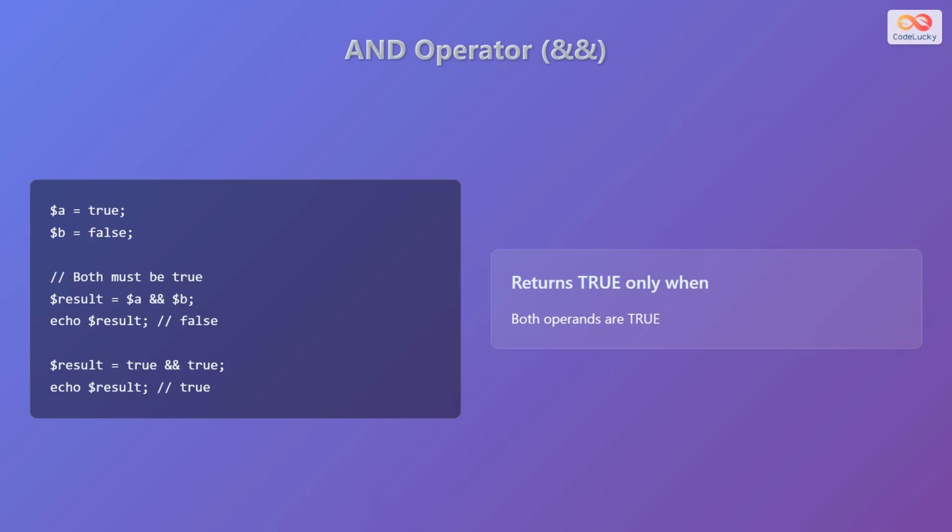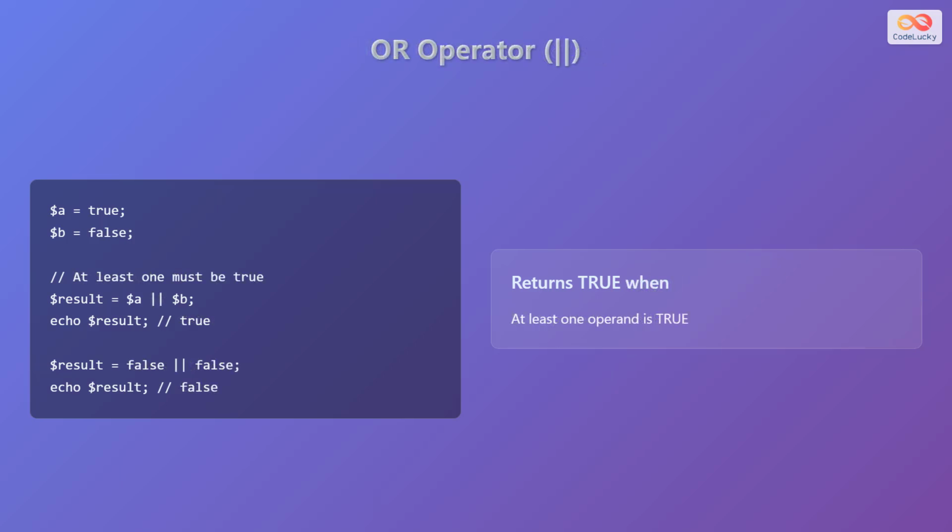Let's begin with the AND operator, represented by two ampersands, &&. The AND operator returns true only when both operands are true. Here's an example. We define two variables, $a is true and $b is false. The expression $a && $b evaluates to false because not both variables are true. Conversely, the expression true && true evaluates to true.